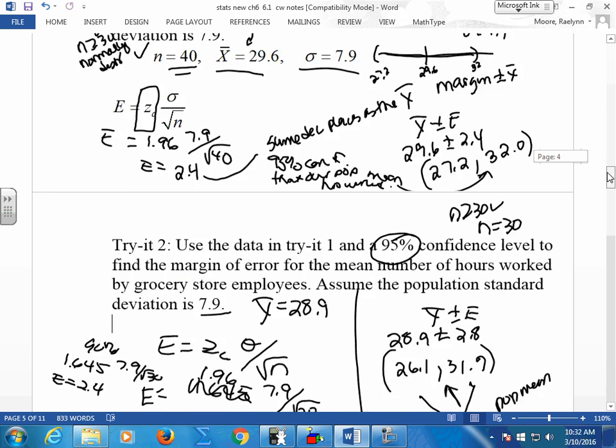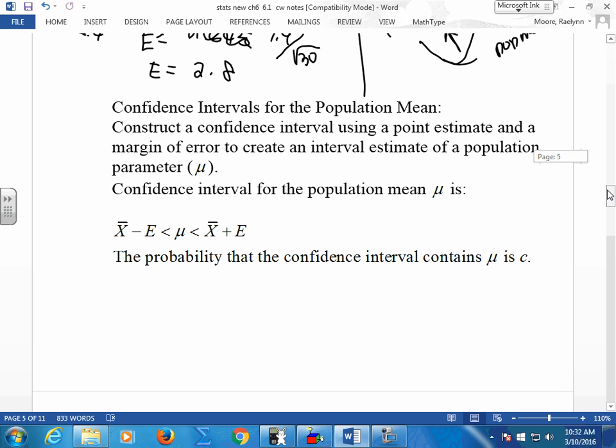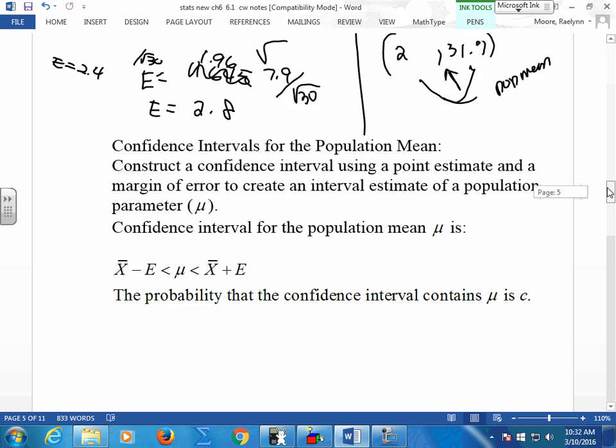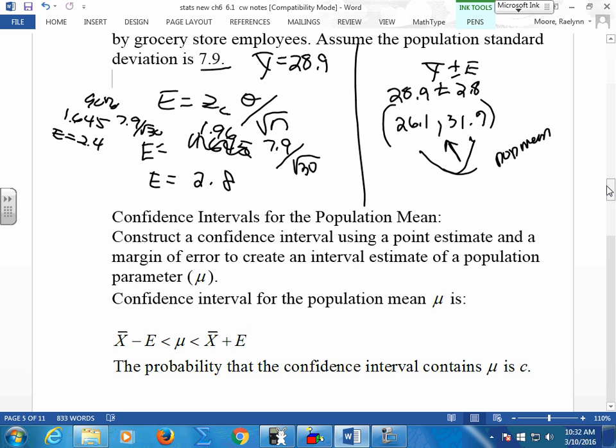They do go into building your confidence intervals, which we just did. We just built your confidence interval. Another way they write it is this. So if this was 28.9 plus or minus 2.8, you could write it and separate it out like this: 28.9 minus 2.8, less than your mean, less than 28.9 plus 2.8. And you just have to add these values.